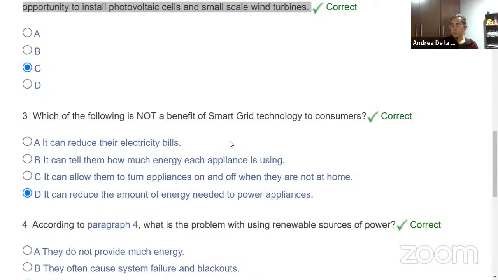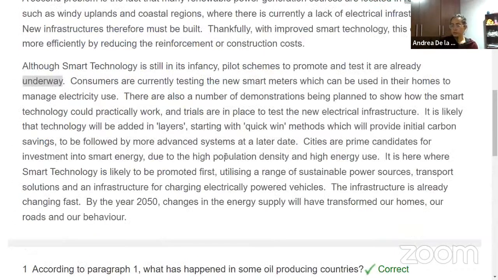So if we search for that, they say, okay, it is likely that this technology will be added in layers. So it's not going to be all at once, it's going to be in layers, starting with quick win methods, which will provide initial carbon savings, to be followed by more advanced systems at a later date, right? So it will be introduced in layers. They will start with quick win methods.